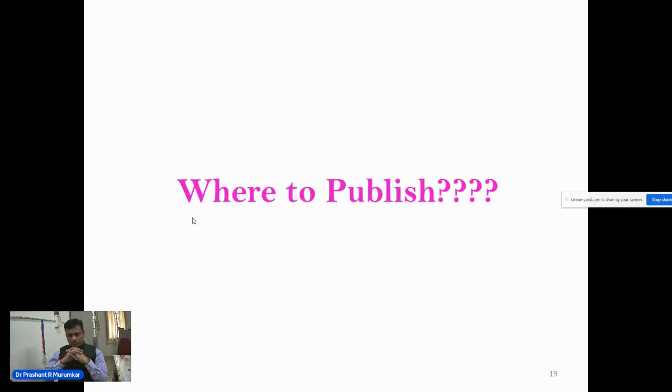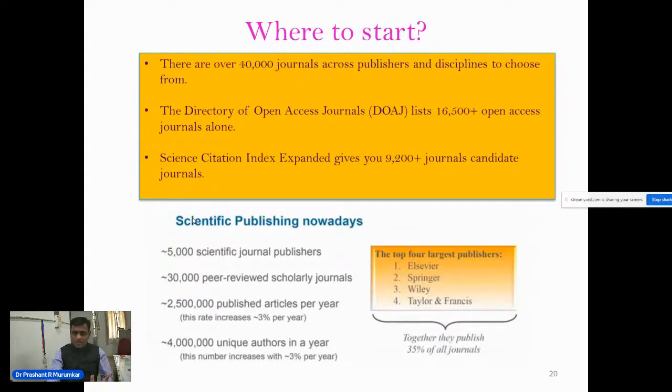So that's why where to publish is the question, and we will try to find out how to find the proper journal, and what the format should be. The question is where to start. As I told you, thousands of journals are there. Today more than 40,000 journals are there, from different publishers and disciplines. From which publisher we need to consider the journal is the major consideration.